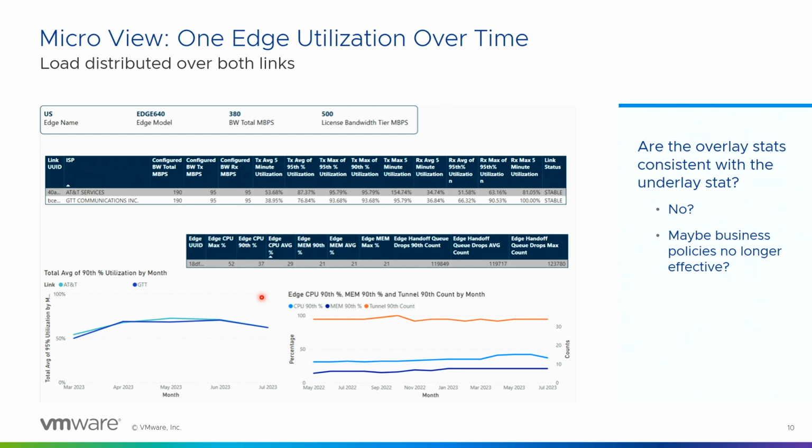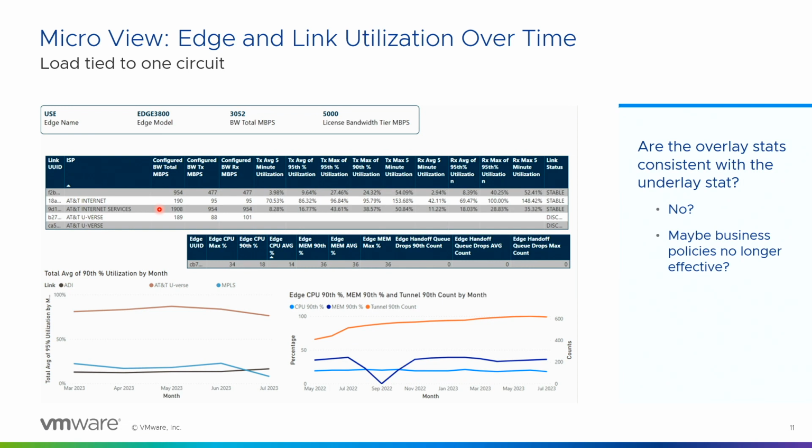Another important indicator of network health is checking for CPU and memory stability. As we see on the bottom right, both CPU and memory for this edge have remained fairly stable throughout the past year. Likewise, another thing we can see from this slide is that the utilization of the two links are very consistent with the other. This implies that the business policies are doing a good job at distributing the load.